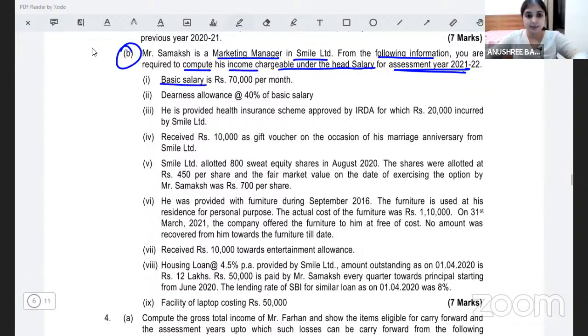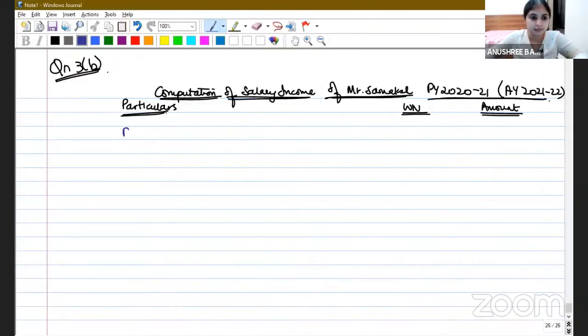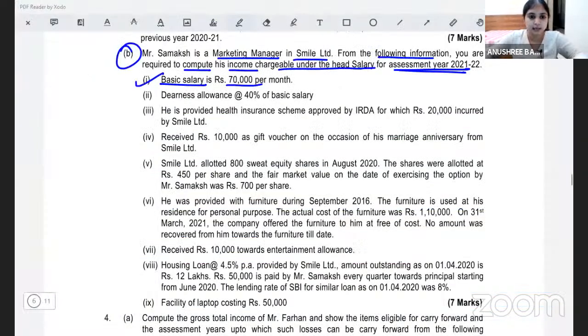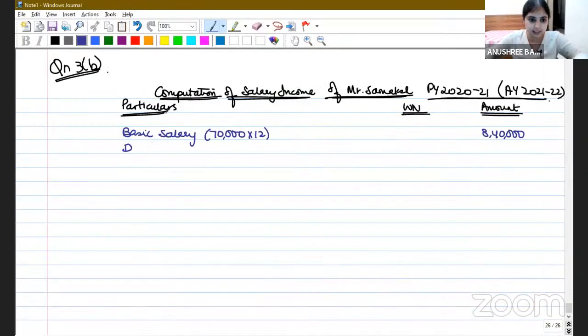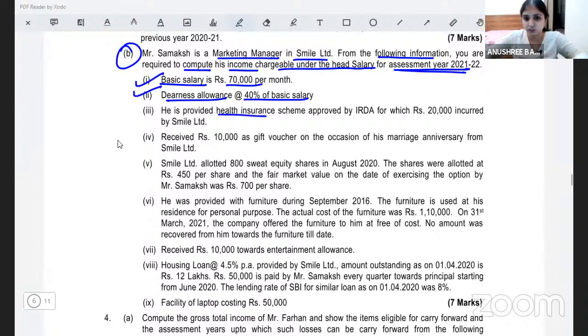First of all, my assessee has basic salary 70,000 per month. So under particulars, basic salary, show the calculation 70,000 per month for 12 months. So we'll have 8,40,000. Then DA is 40% of basic salary. DA, show the calculation again, 8,40,000 into 40%. So how much do you get? 3,36,000.